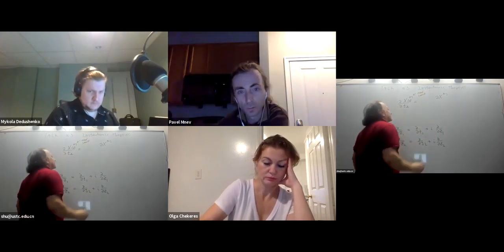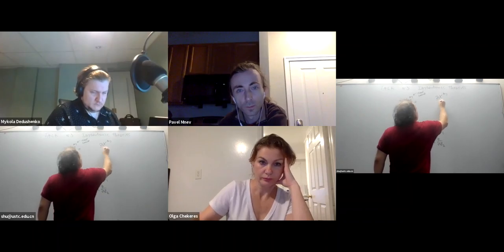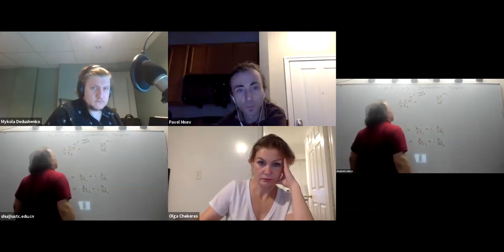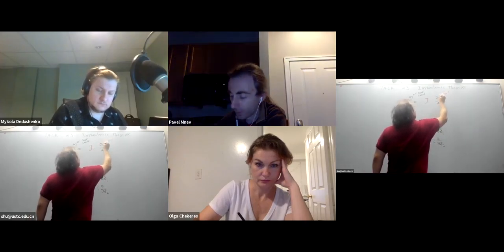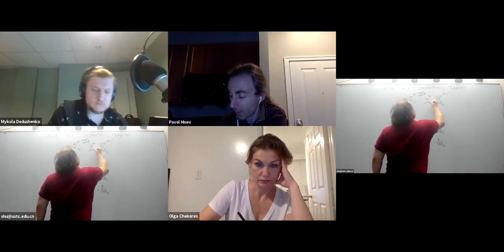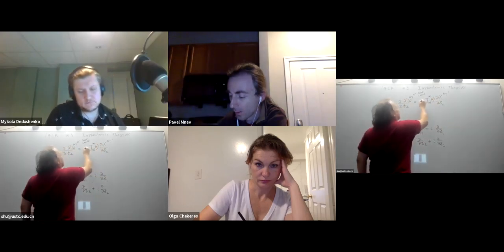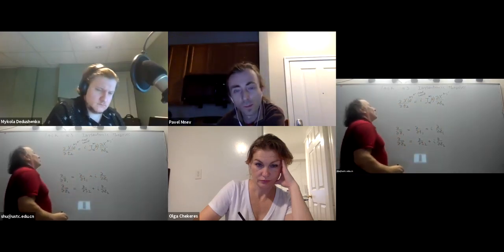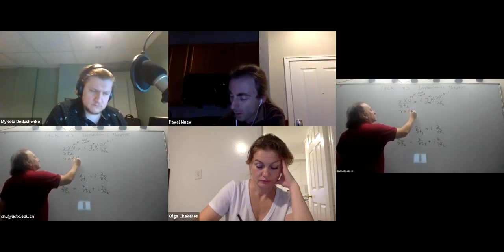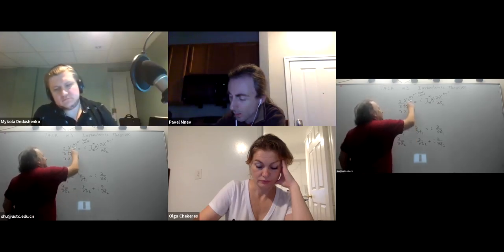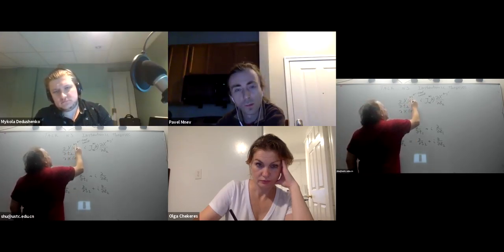On the loop space. So now I have a real coordinate. And maybe with I or with minus I. Actually, on the double loop space.